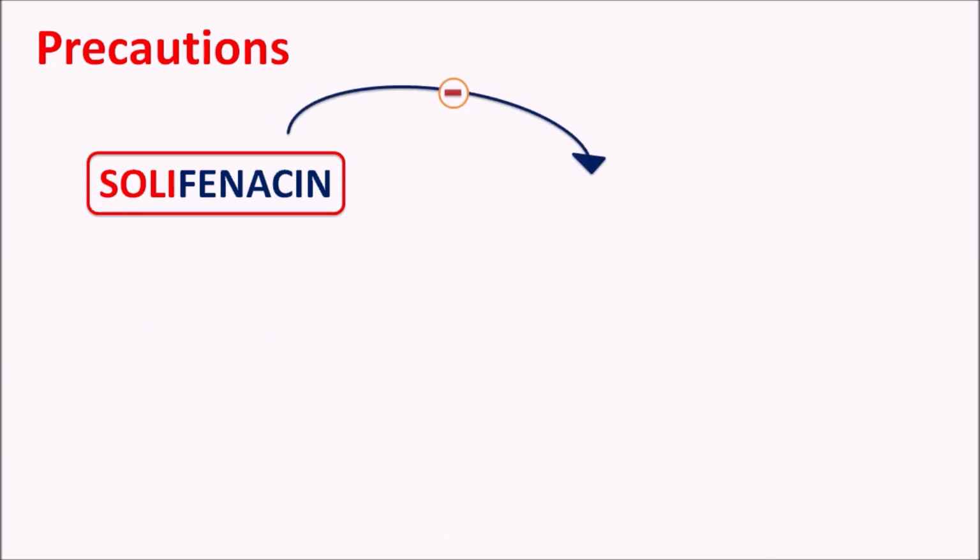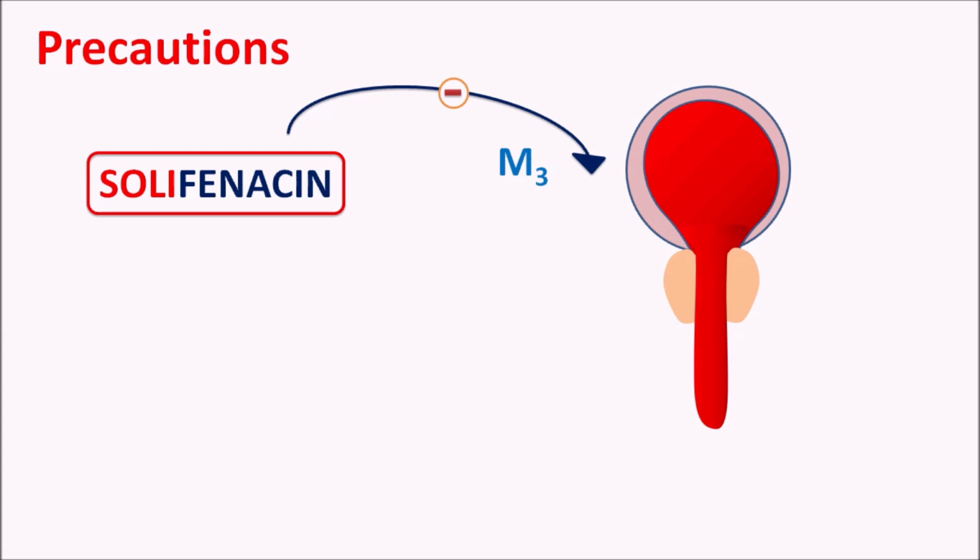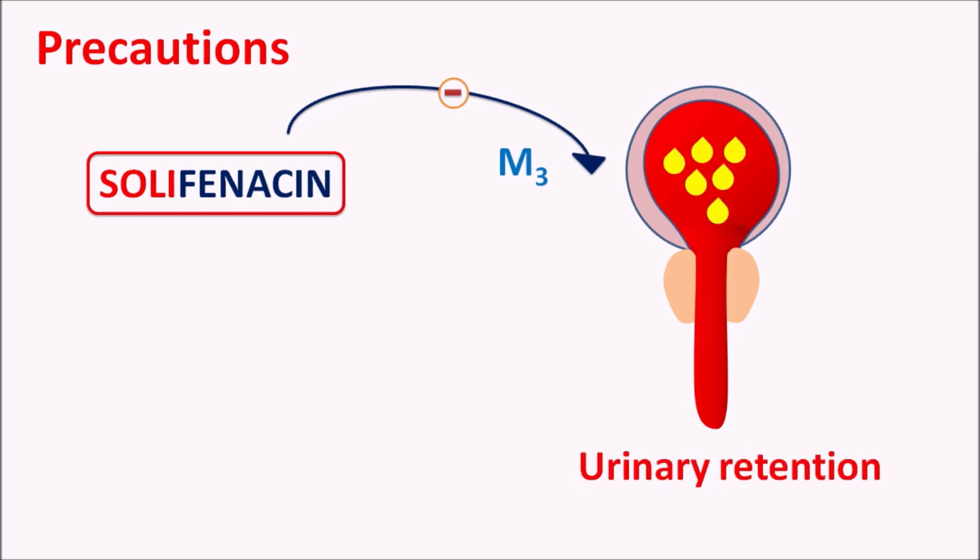Similarly, this drug can block the M3 receptors located on bladder so that it can produce bladder relaxation. And when the bladder is going to be relaxed, it can reduce the urinary output, resulting in urinary retention. So since this drug is used for urinary incontinence, it can produce urinary retention at higher doses.